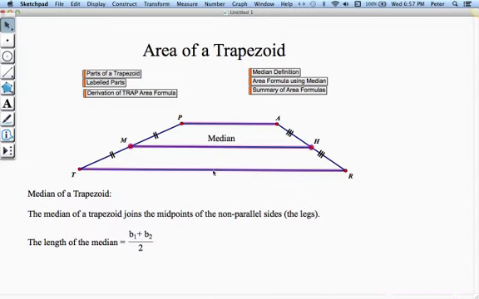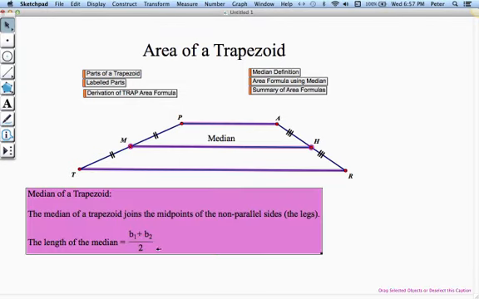All right, now, what's another important aspect or characteristic of the median is that its length is the average of the two bases. So b1 plus b2 over 2 is going to be the length of the median. Make sure that's in your notes. Now, how does that play into the area of a trapezoid?